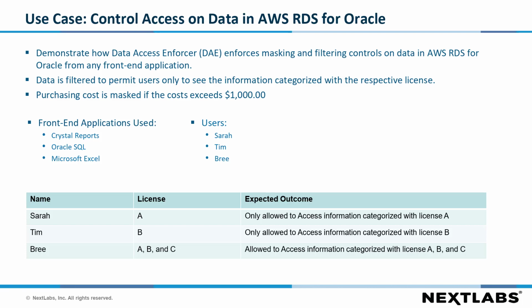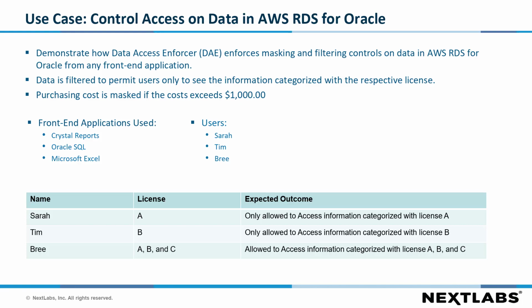To ensure only authorized users can view information in these applications, DAE enforces masking and filtering controls to permit users to only see the information categorized with their respective license. If the purchasing cost exceeds $1,000, the field will be masked. As you can see below, Sarah, Tim, and Bree have different licenses. The data that does not pertain to their license will be filtered, so they are only able to view information with a category ID that corresponds to their license.